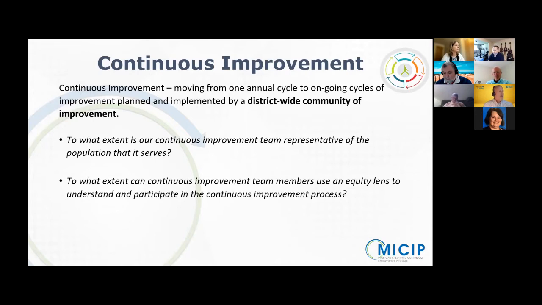And then not only who's on the team, but getting back to that personal work around the vision, mission, and beliefs. To what extent can the continuous improvement team members use that equity lens to both understand and participate in the entire continuous improvement process? Okay. And again, I think it's critical as we talk about this to ask, so what's the evidence of whether they can or they can't?